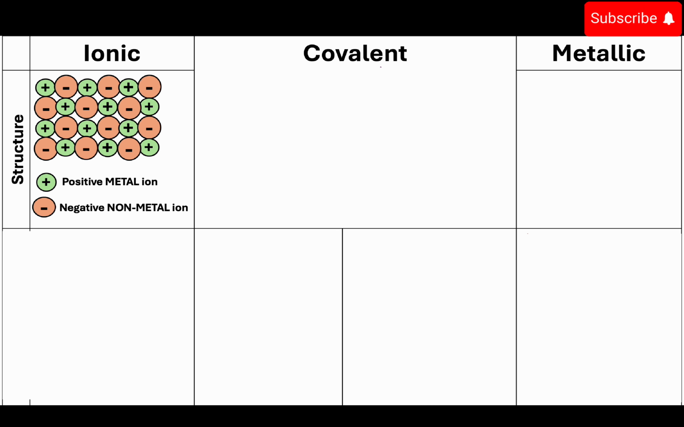Ionic compounds or ionic structures are made up of positive metal ions and negative non-metal ions. And as you can see, they're alternating. So you have positive, negative, all in what we call a lattice structure, which basically means it's regular.